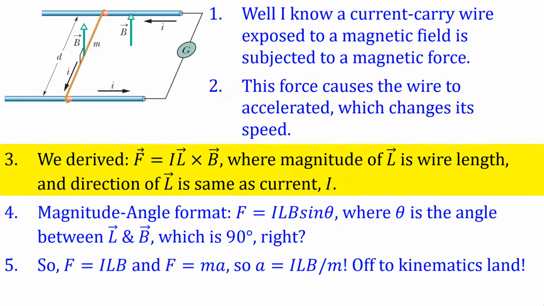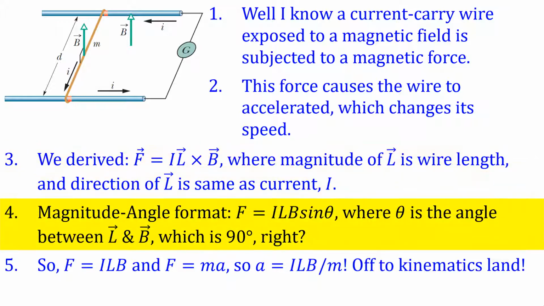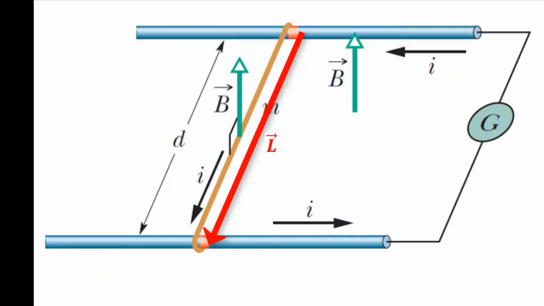Step 3, we derived this expression F equals IL cross B. This is a direct descendant of F equals QV cross B. Again, we just have a whole bunch of charges moving instead of just a single charge. Step 4, I'm going to go to the magnitude angle version of the cross product. Theta refers to the angle between the two neighbors, in this case the vector L and the vector B.